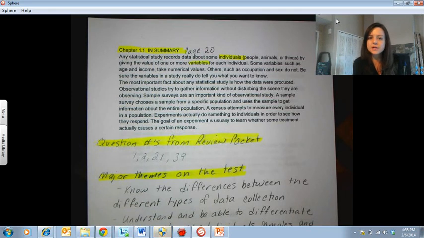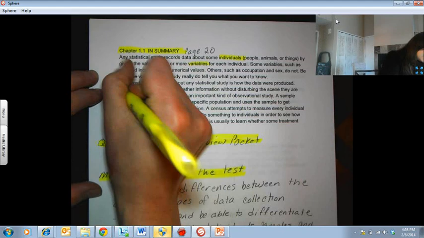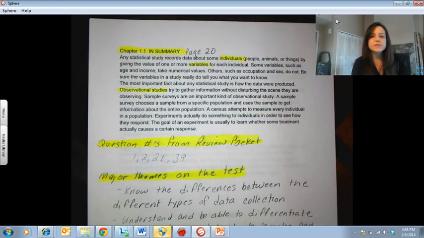The most important fact about any statistical study is how the data were produced. Observational studies, make sure you know what an observational study is. Make sure you realize the differences. Observational studies try to gather information without disturbing the scene they are observing. There aren't going to be any changes to an observational study. Sometimes you can just do observational studies based on records of what's happening, like you can look back at statistics from baseball, and that's an observational study.